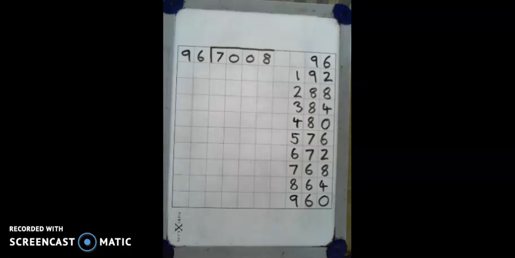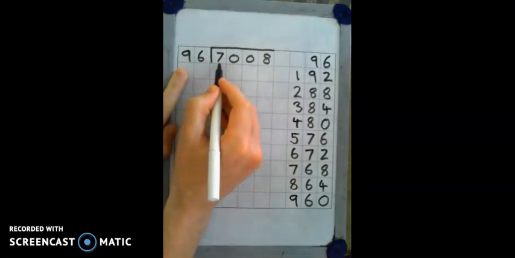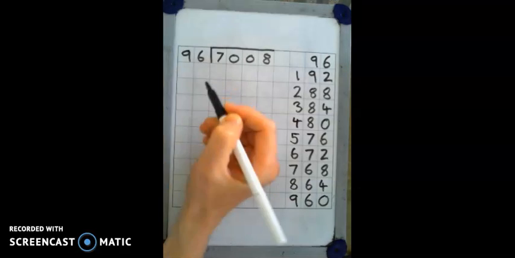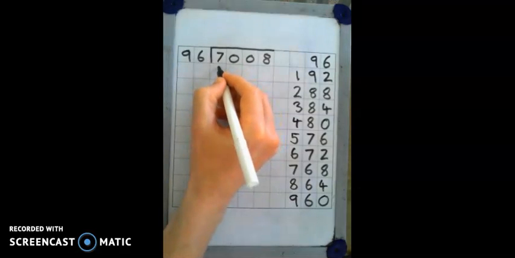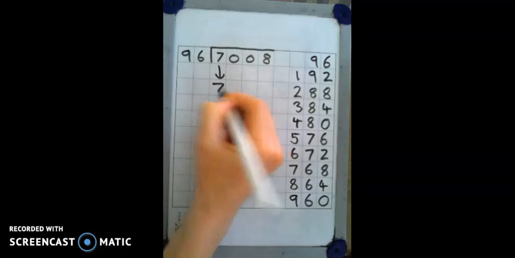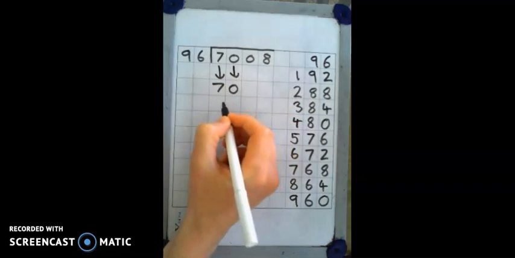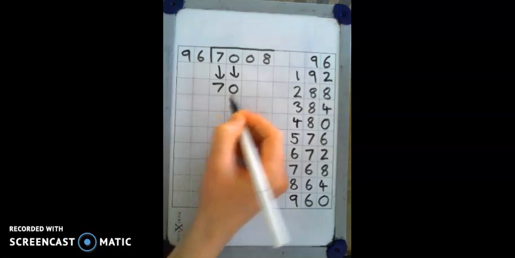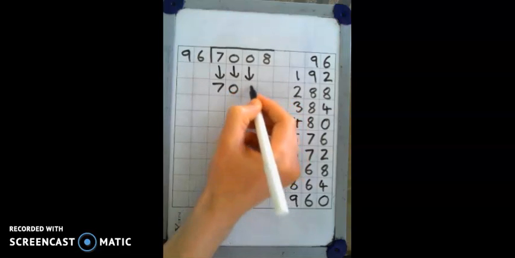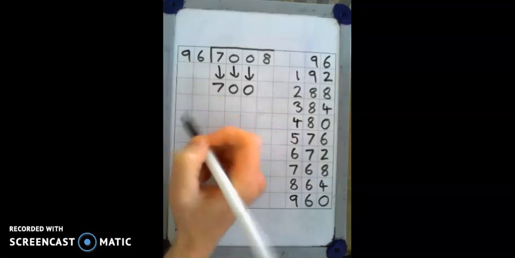Right, let's go through our steps again. Remember, Dracula must suck blood: divide, multiply, subtract, bring down. If we can't do the divide step, we go straight to 4, we bring down. Can we divide 7 by 96? No, we can't. So we're going to bring that down. We're also going to bring down the 0. Can we divide 70 by 96? No, not in this method. So let's bring down this 0. Can we divide 700 by 96?